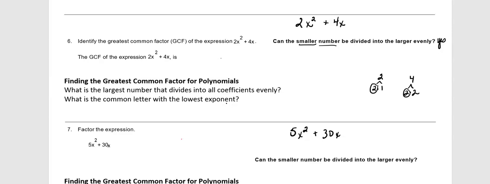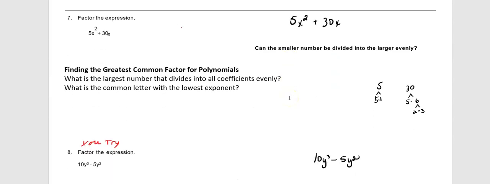So 2 does divide into 4 evenly, so of course 2 is the GCF for the numerical coefficients. And when comparing the x squared to the x, which is technically x to the first, they both have x, and x to the first has the lowest exponent, so we use the x as part of the GCF. So here's our answer. The GCF for the expression is 2x.